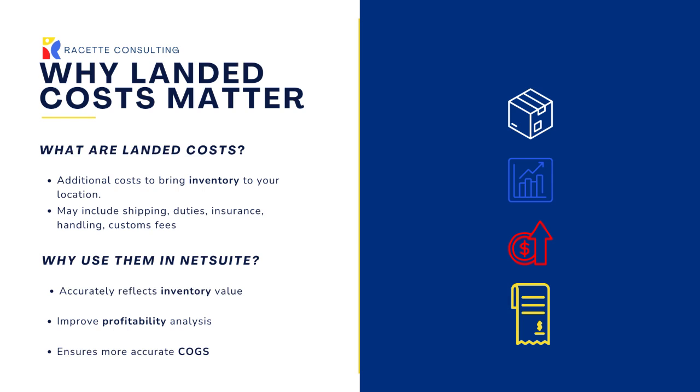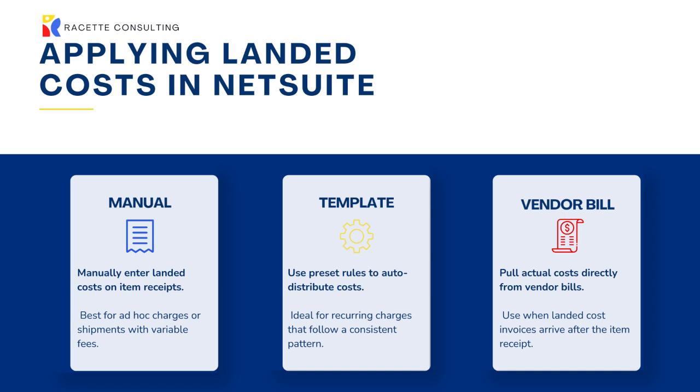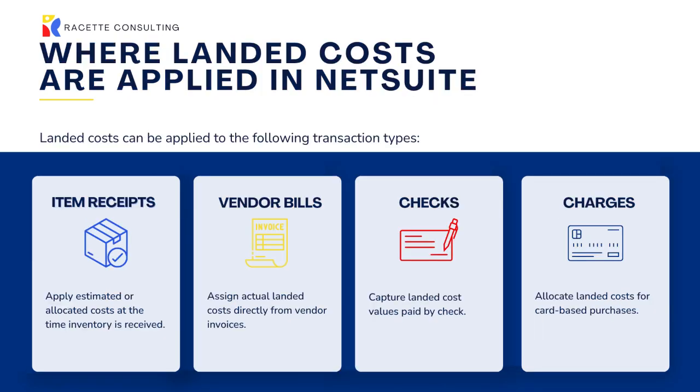There's three methods to apply landed costs. We'll go through each of those in this video. The first is manual entry, using landed cost templates, or applying vendor bills directly to your item records. And then finally, what types of transactions can we apply landed cost to? We can use item receipts, vendor bills, checks, or credit card charges.